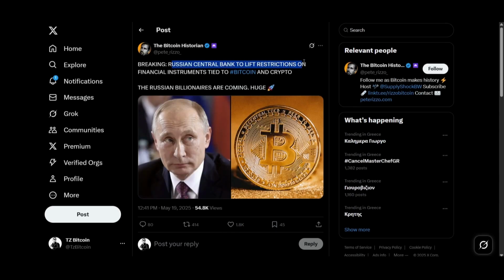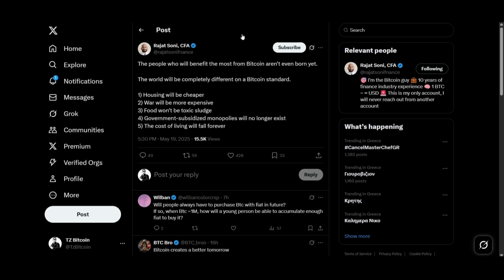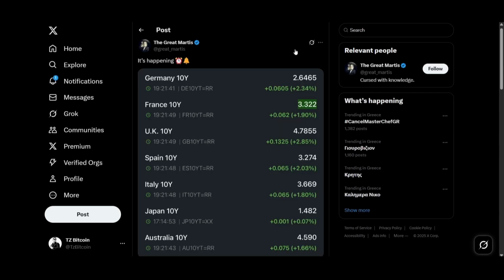Russian central bank to lift restrictions on financial instruments tied to Bitcoin and crypto. If that's real, that's a big one as well. And again, it's because the US started up Bitcoin. People who will benefit the most from Bitcoin aren't even born yet. The world will be completely different on a Bitcoin standard. Housing will be cheaper, war will be more expensive. Food won't be toxic sludge. Government subsidized monopolies will no longer exist. The cost of living will fall forever. Let's see, those are good things to happen. Bitcoin maybe can make this happen.